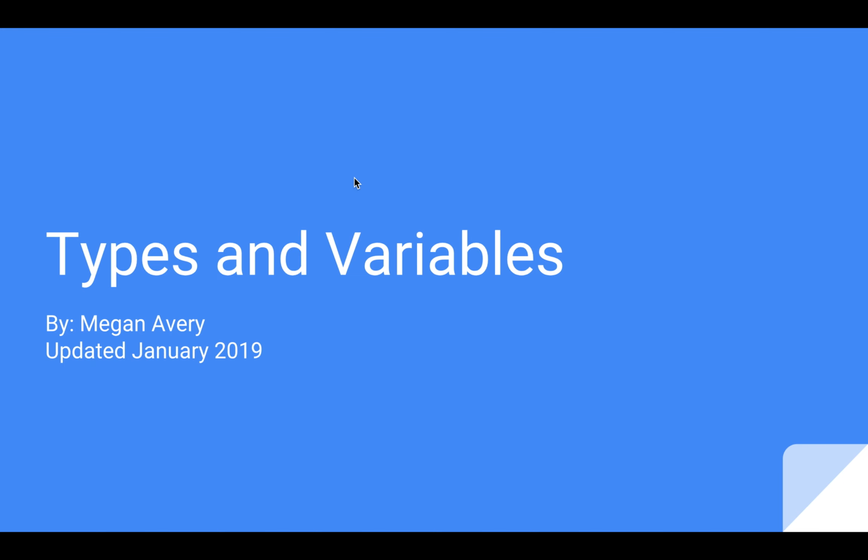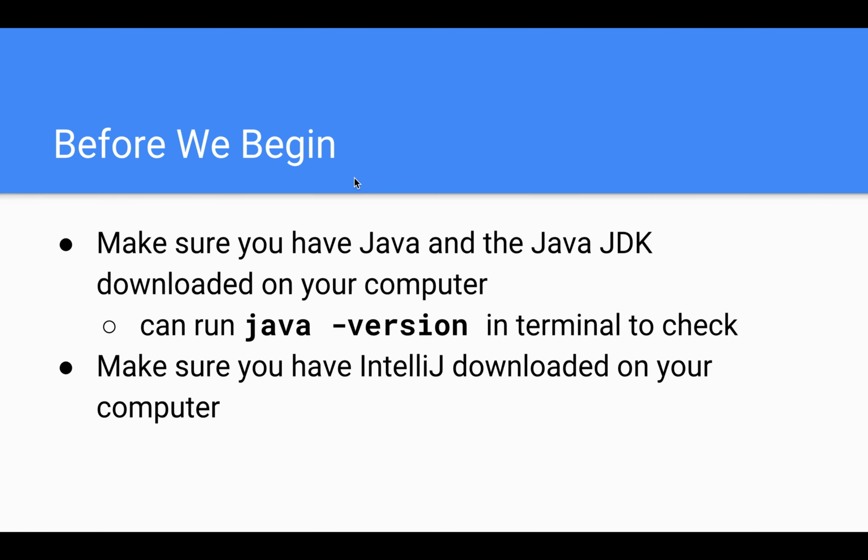This tutorial is going to cover types and variables. Before we begin, make sure you have Java and the Java JDK downloaded on your computer. You can run java --version in your terminal to check. Also, make sure you have IntelliJ downloaded on your computer.